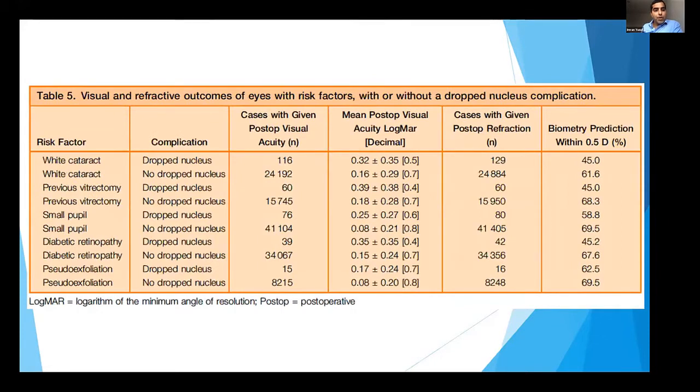I find this table quite useful. This compares risk factors on the left, and within that particular group of risk factors, how many had a dropped nucleus and how many didn't have a dropped nucleus.